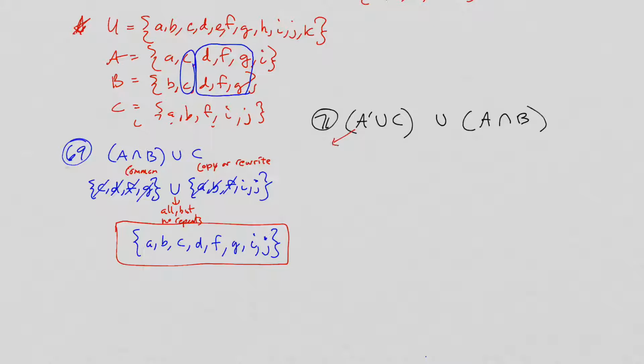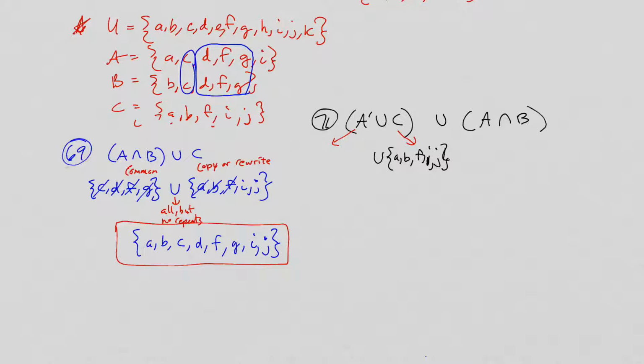So we're gonna have to do A complement over here and C over here. Okay. So which one's the easier of the two? Well, C, you're just gonna copy down. So that one's easier. So C is gonna be A, B, F, I, and J. That's C.